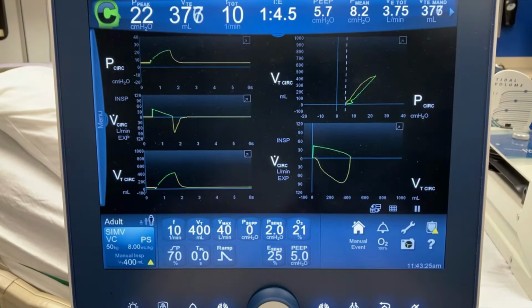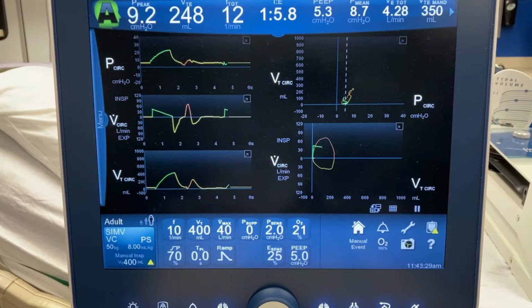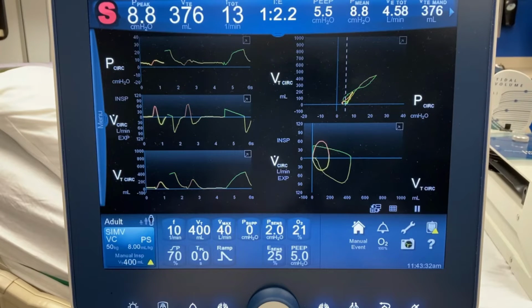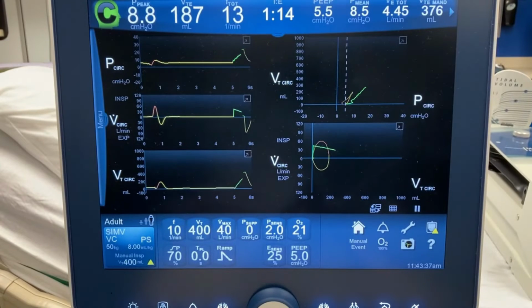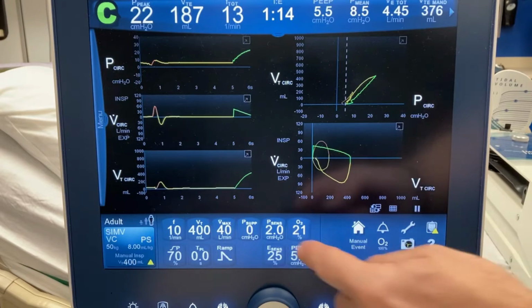So let's take a look at that. I'm just going to trigger a breath here. You can see right there. Oh, it caught a machine breath there. And there's another one. You can see spontaneous breath, inspiration is down, exhalation is up. Let's add some pressure support.